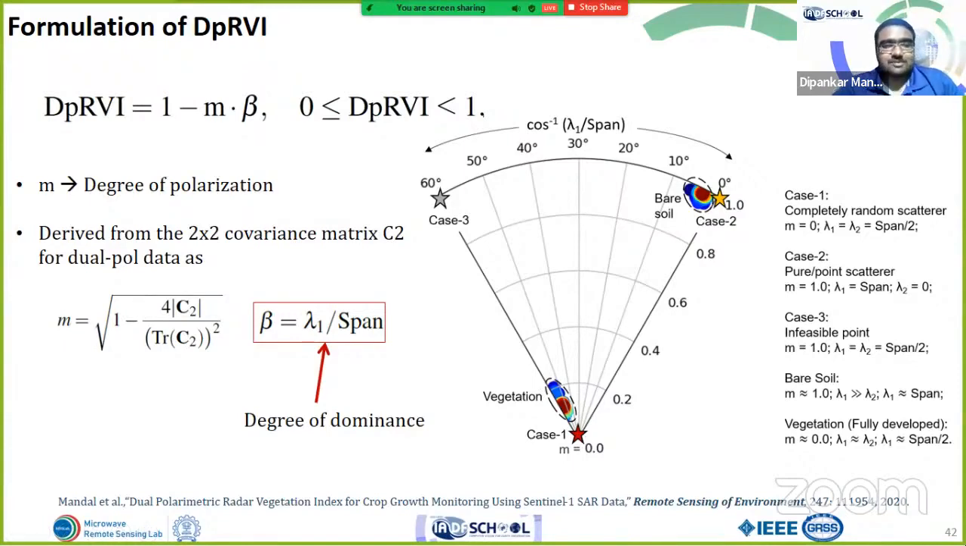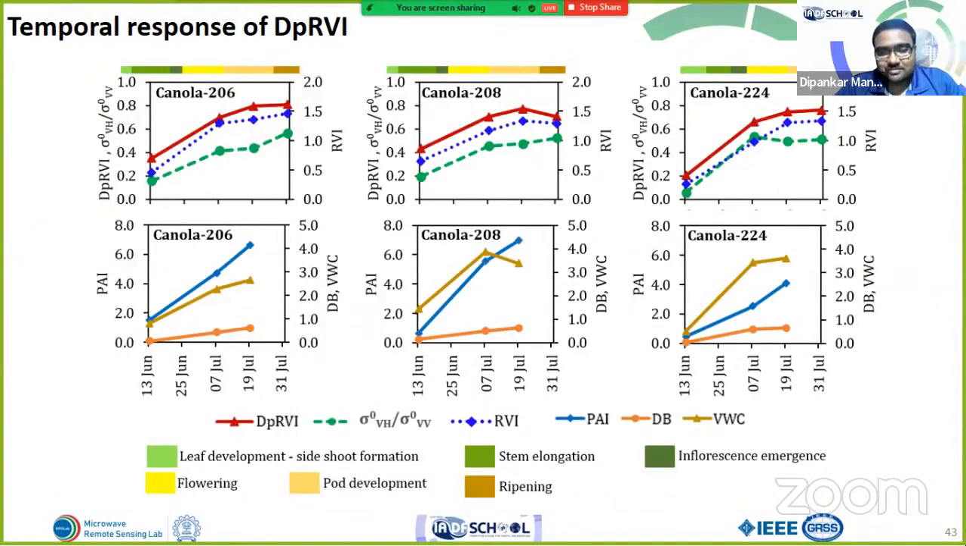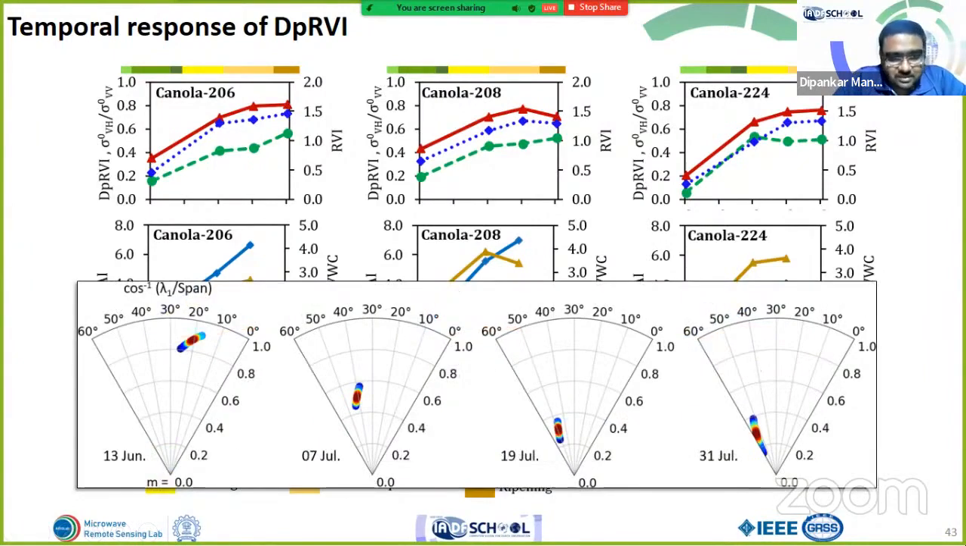Now, if we plot these DpRVIs over a canola crop, we have seen how DpRVI varies across different dates, from leaf development to the ripening stage. It varies from 0.2 to almost 0.8 for different fields. In the polar diagram, we can see how clusters of granular field pixels shift from the right side corner towards the origin. The right side corner shows the bare soil situation, whereas when the crop matures or is at the fully vegetative stage, it is close to the origin, which shows more randomness in the scattering.